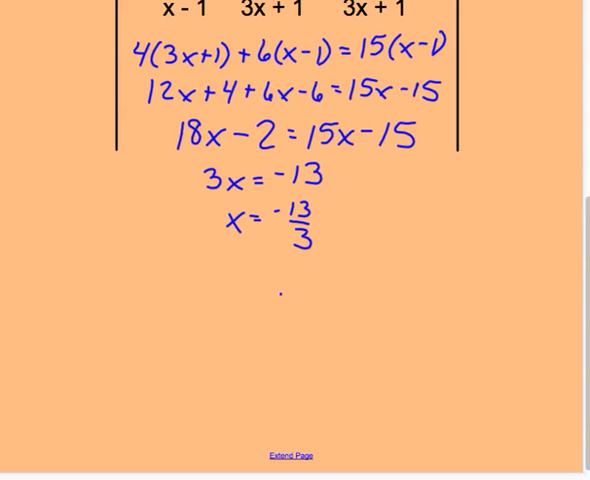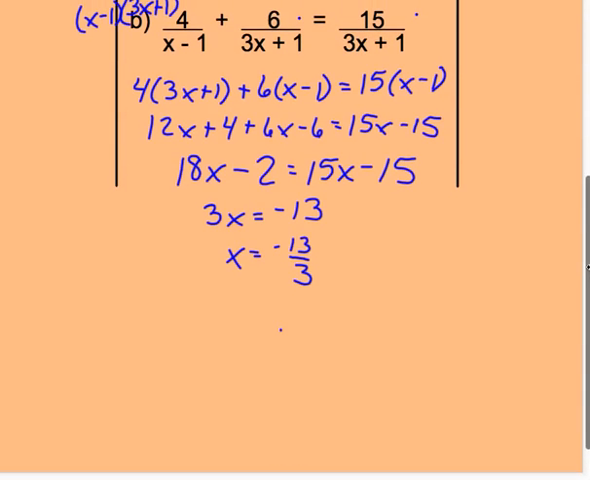Now to check our solution, think about the domain restrictions in our original equation. X cannot equal 1, that's not what we got, and x cannot equal negative 1/3. That's not what we got either, so x equals negative 13/3 is our solution.